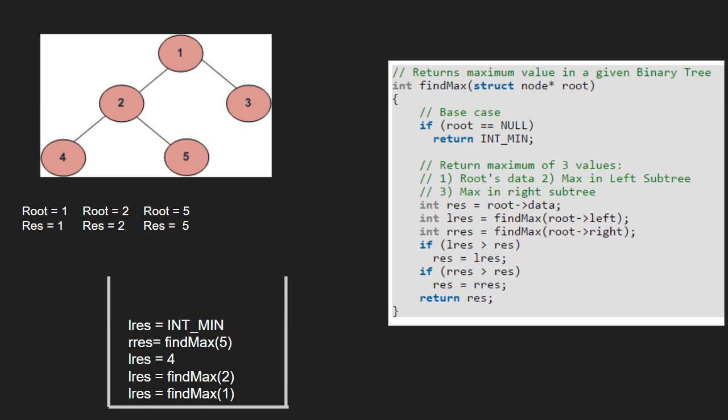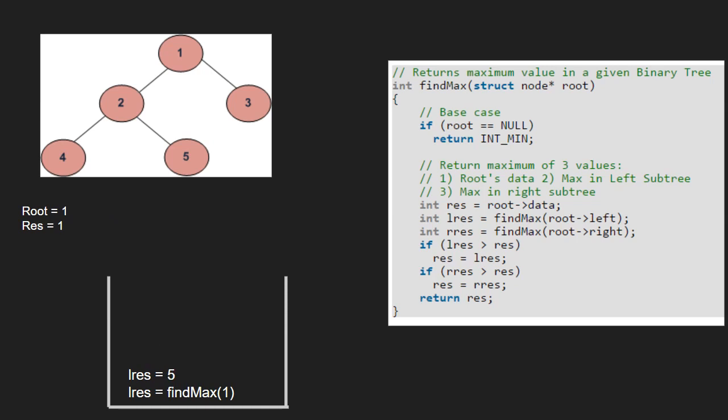We repeat the same for the right child of 5, which is also null. Now we compare rres and lres. Since both are equal, we return res, which is 5. We continue execution for node 2. Now we compare lres and rres. Since rres, which is 5, is greater than lres, we change res to rres and return res. So we return 5.